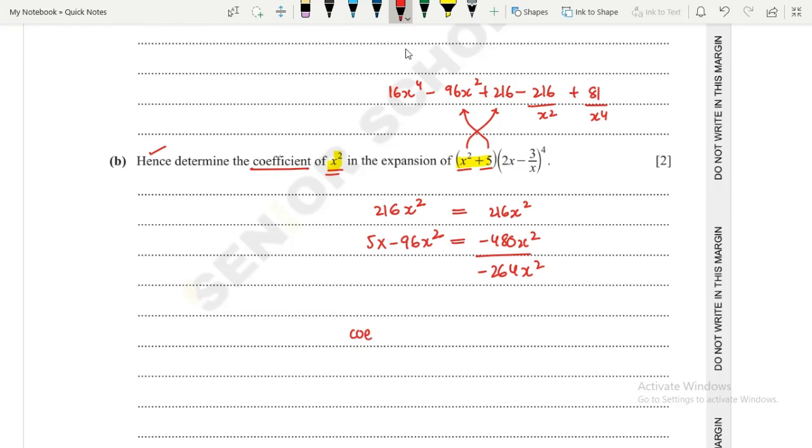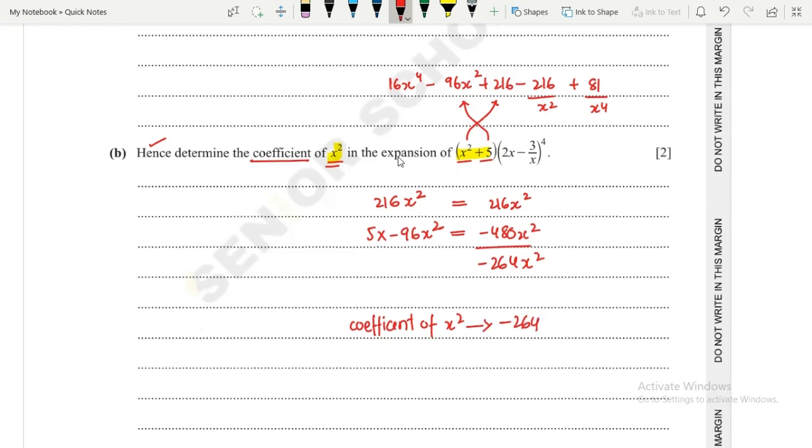You can also write it like this: coefficient of x square is minus 264. Okay, so this is your answer. Let's move on.